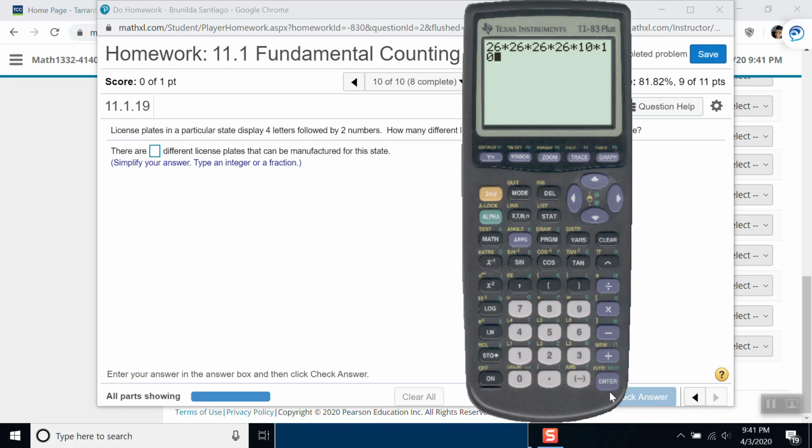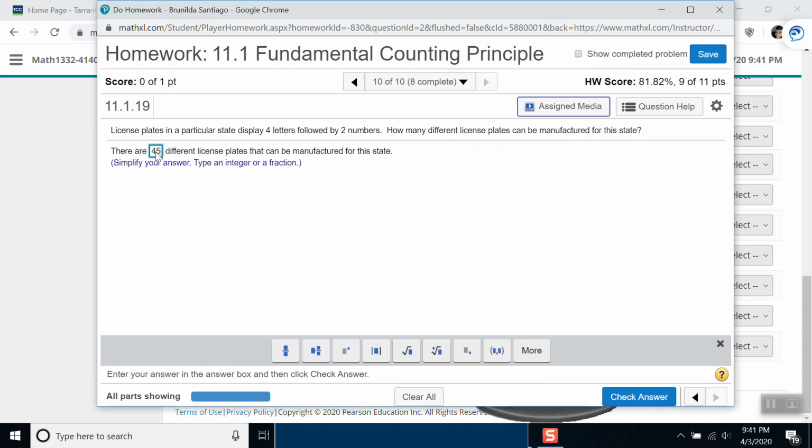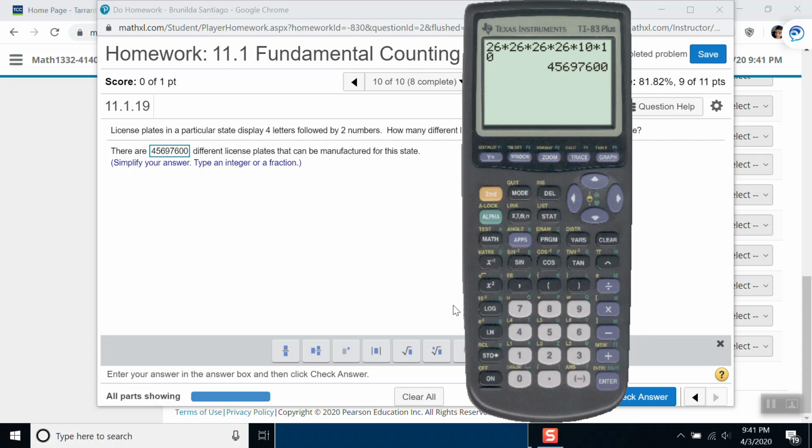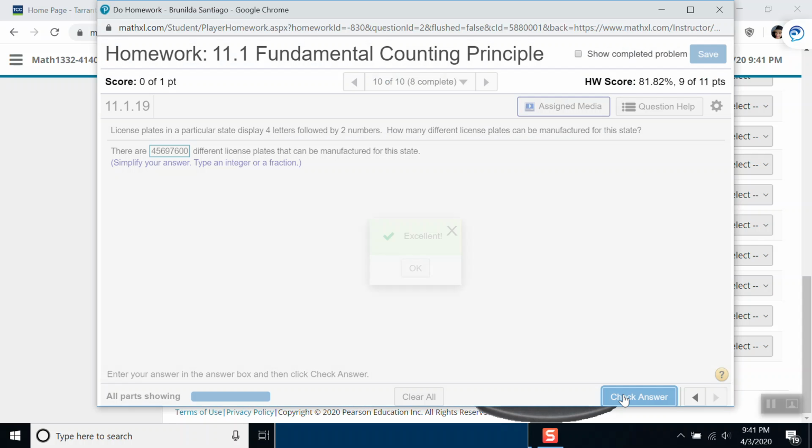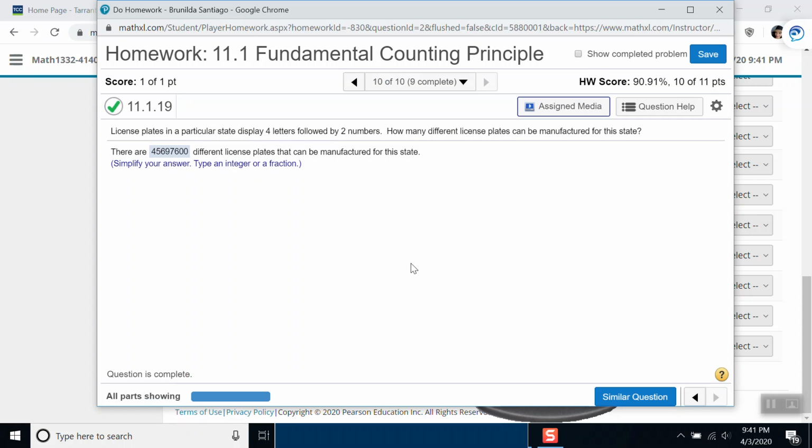So 26 times 26 times 26 times 26 times 10 times 10. So, okay, 45,697,600. Let me make sure I entered the right number. Okay, 45,697,600. So we checked the answer and it's correct.